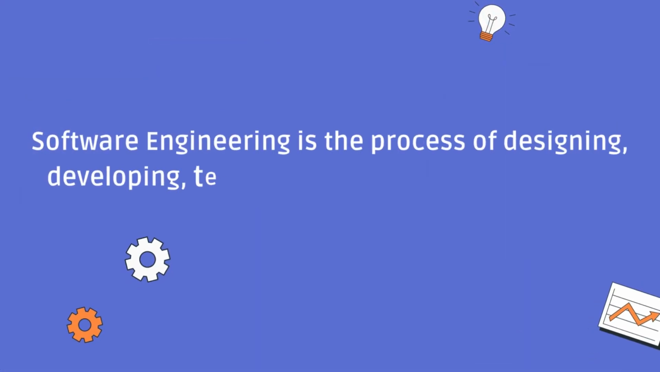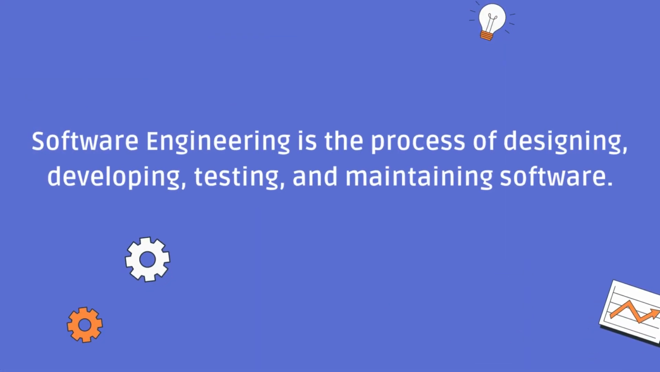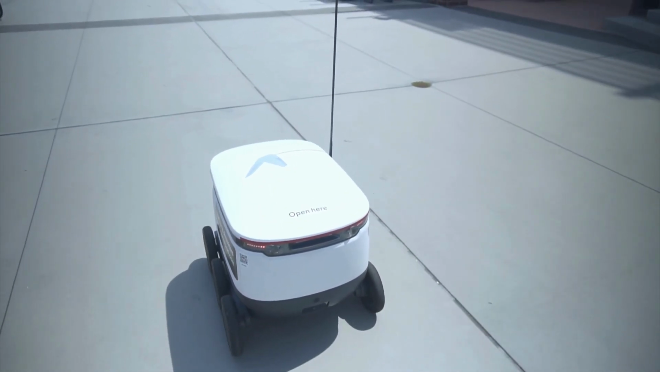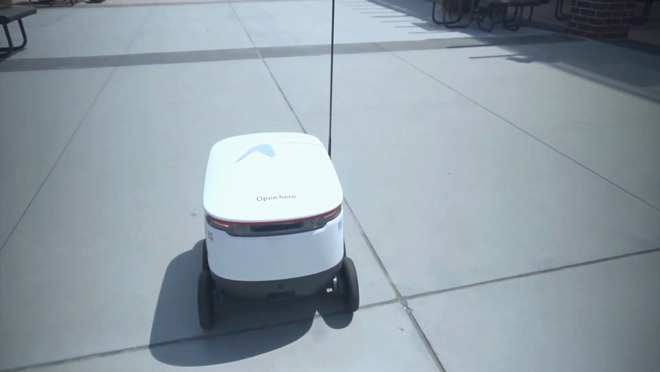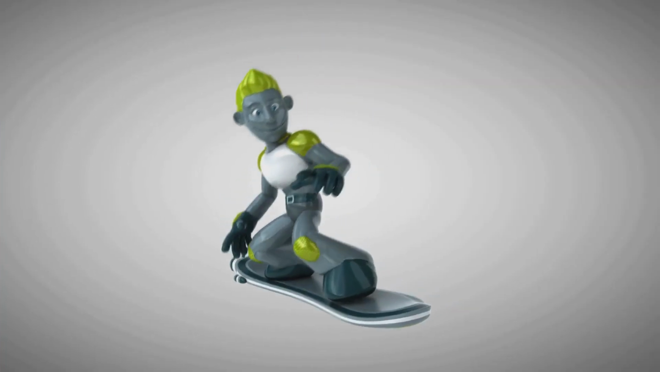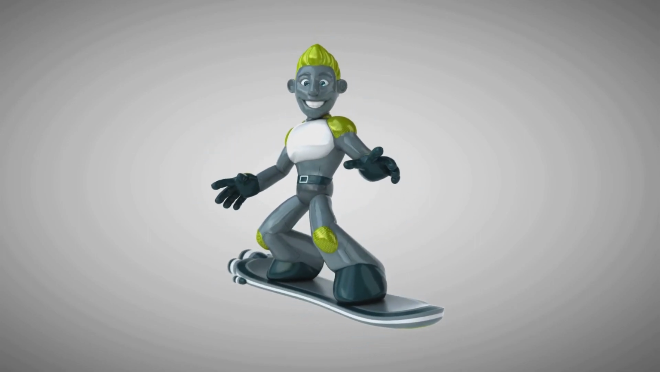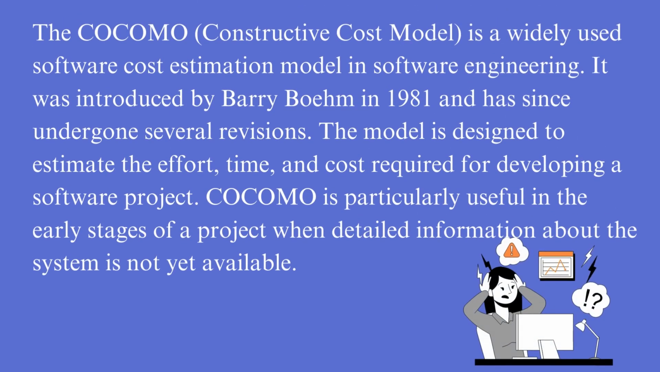Software engineering is the process of designing, developing, testing, and maintaining software. It is a systematic and disciplined approach to software development that aims to create high-quality, reliable, and maintainable software. Software engineering includes a variety of techniques, tools, and methodologies, including requirements analysis, design, testing, and maintenance.